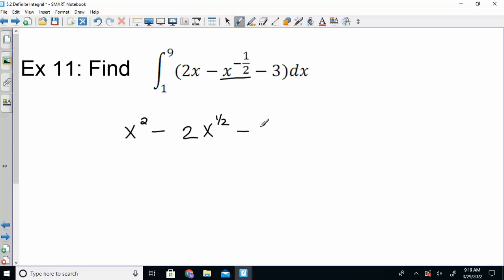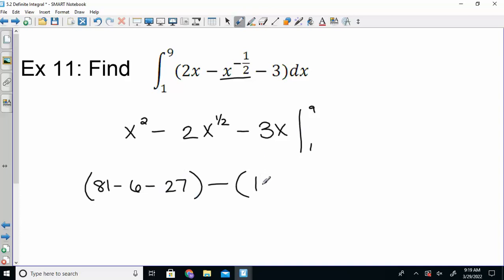Minus antiderivative of 3 is 3x, and we're going to evaluate from 1 to 9. So plug in a 9. 9 squared is 81. 2 times 9 to the 1/2, so the square root of 9 is 3 times 2 is 6. 9 times 3 is 27. Then plug in 1.